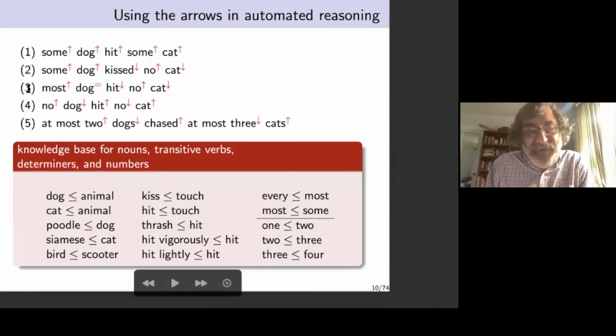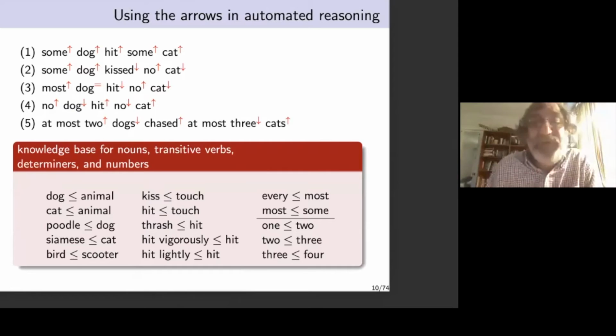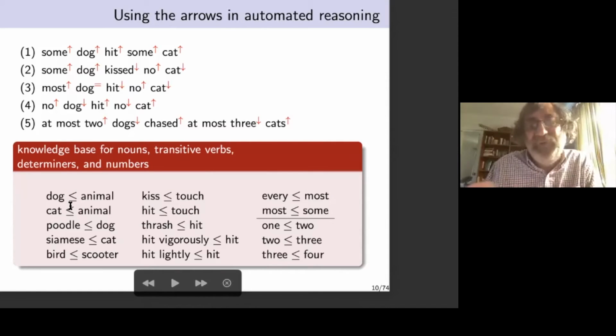So supposing you have these five sentences here: some dog hit some cat, some dog kissed no cat, most dog hit no cat, no dog hit no cat, with the arrows listed like that. And supposing you have a knowledge base back here, something that you learned from your parents or from WordNet. You learned that dogs are animals. These are typically taxonomic kinds of information. Poodles are dogs, birds. I put the bird in as a joke because there's a scooter called a Bird.